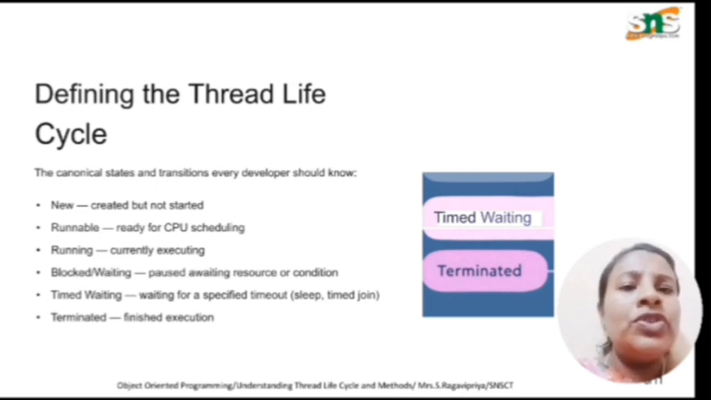In new state, the thread is created but not started. In runnable, it's ready for CPU scheduling. In running, the thread is currently executing. In blocked or waiting, it is paused awaiting a resource or condition. In timed waiting, it waits for a specific timeout, either sleep or timed join. In terminated, it has finished execution.